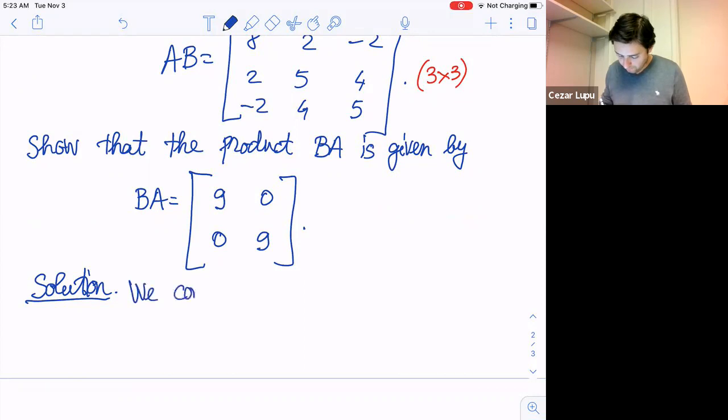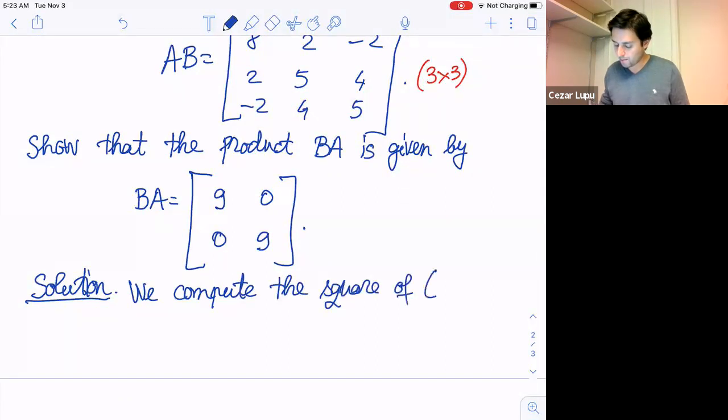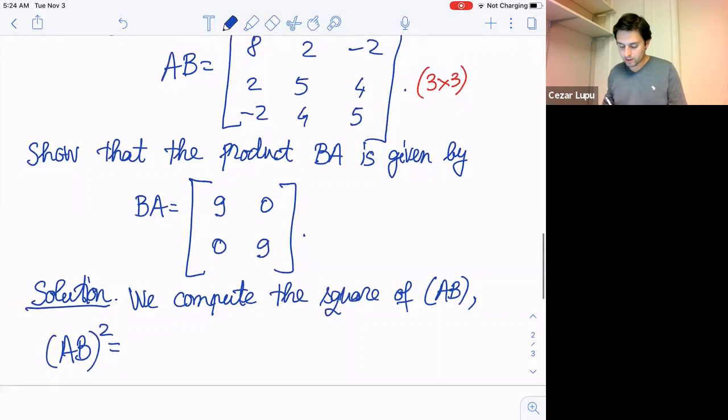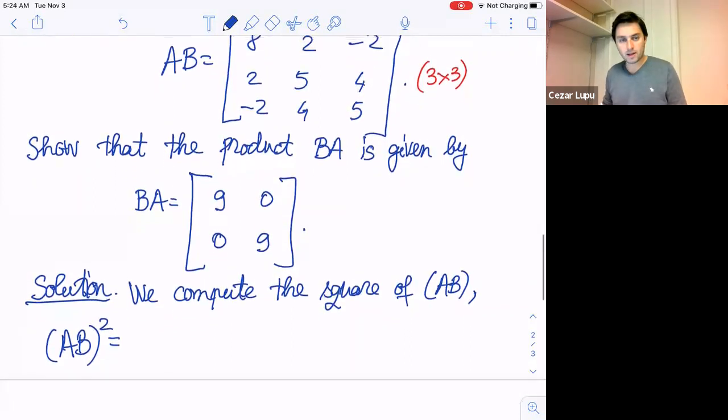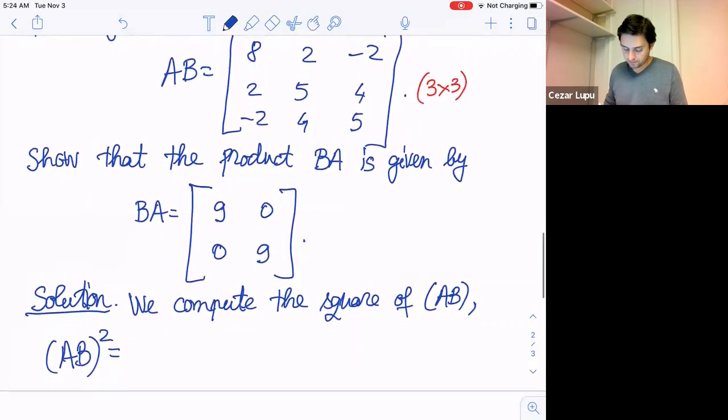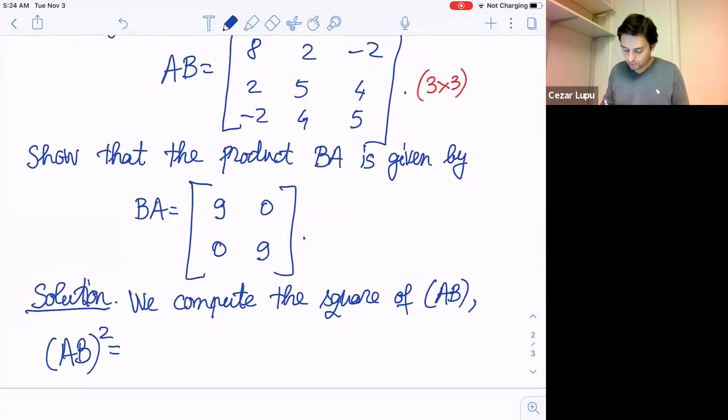We compute the square matrix of AB. So we have that AB squared is nothing else than just, well, surprisingly, if you do the computations, this matrix 8, 2, -2, 2, 5, 4. That's in fact, usually it's a standard trick, just like I said.